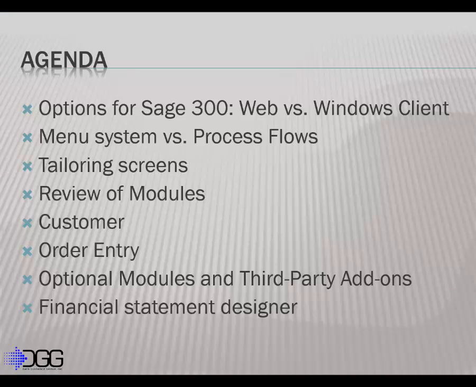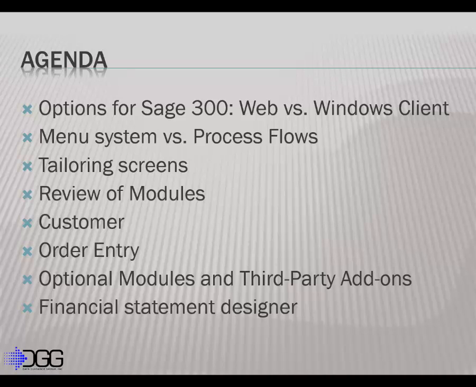So here's kind of the plan. We'll take a look at the two main options for Sage 300, the web client versus the Windows client. All implementations will have some Windows clients because there is some functionality that's not available yet on the web client, although it's being released. Pretty significant chunks are being released as we go forward. The web client at this point is really designed for those who might need it for mobile sales or something of that nature.